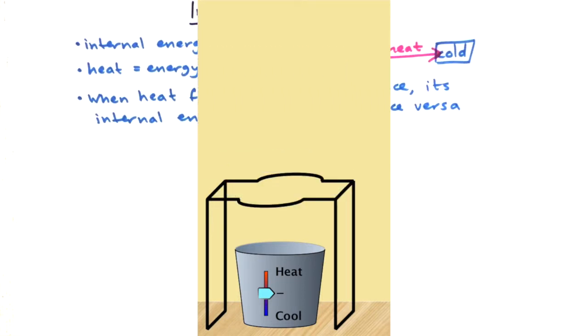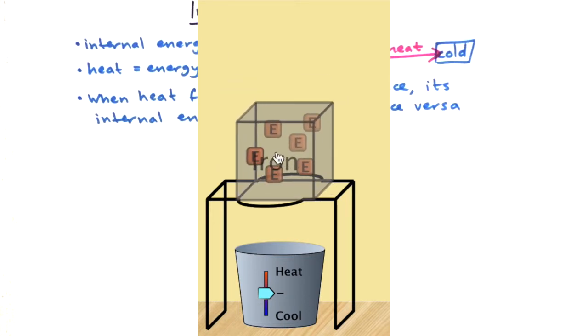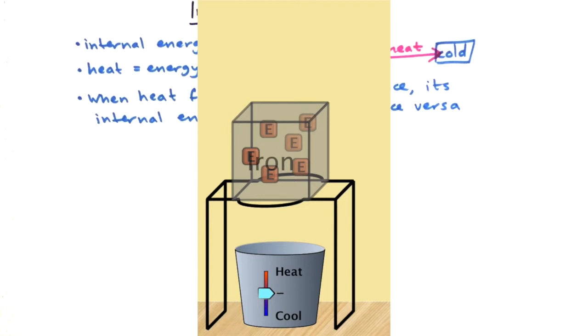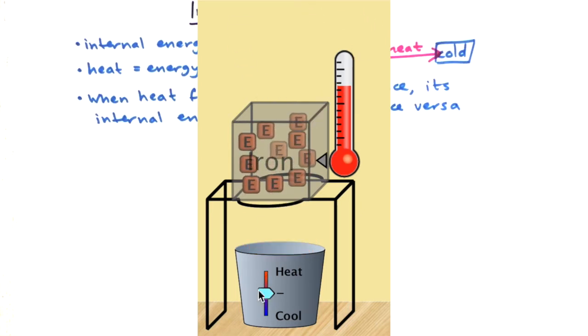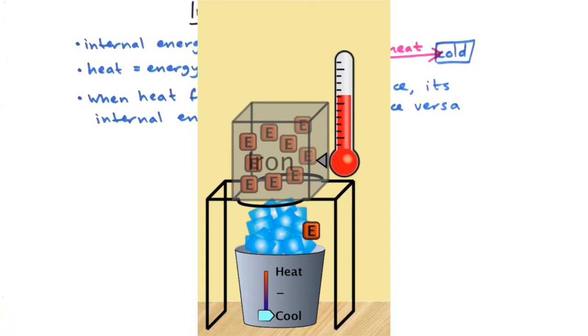And if we replace the water with, for example, a block of iron, this iron is again at room temperature. Let's get a thermometer. And it has a certain amount of internal energy. The same thing happens with iron. If we're heating it up, we're adding internal energy. And when the iron gets hot, it's also losing heat to its surroundings. And we can also go backwards and cool it down and remove as much internal energy as we can.